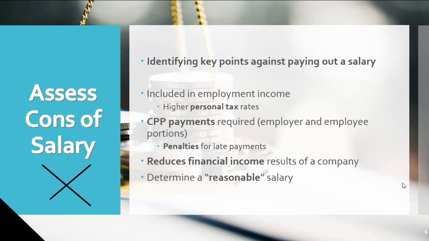Now looking at some of the cons in paying out a salary, the first being that it will be included in employment income in the year received and taxed personally using increasing tax brackets. This will often result in higher taxes payable from a personal perspective. Additionally, paying out a salary requires payments into the CPP program for both employer and employee portions. This could result in reduced net cash flow available due to CPP costs associated with this payment.